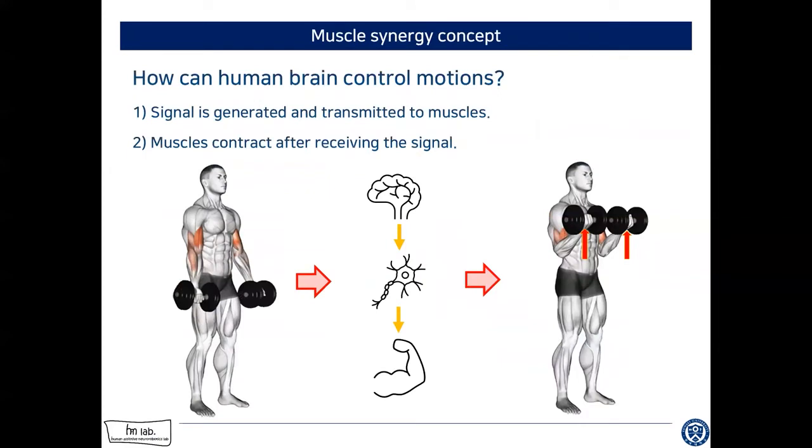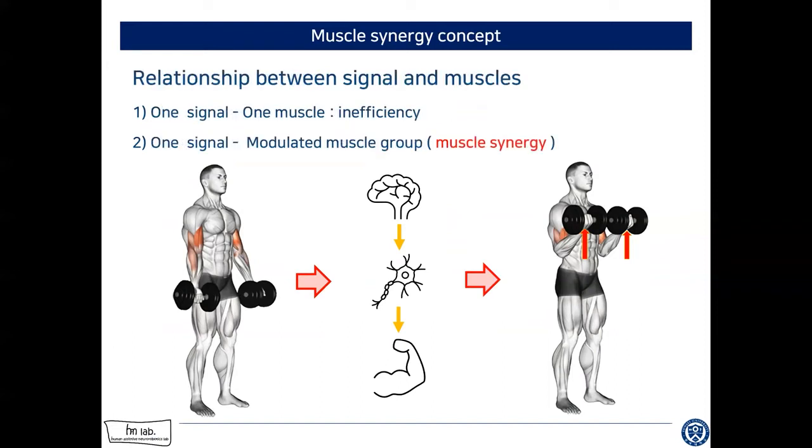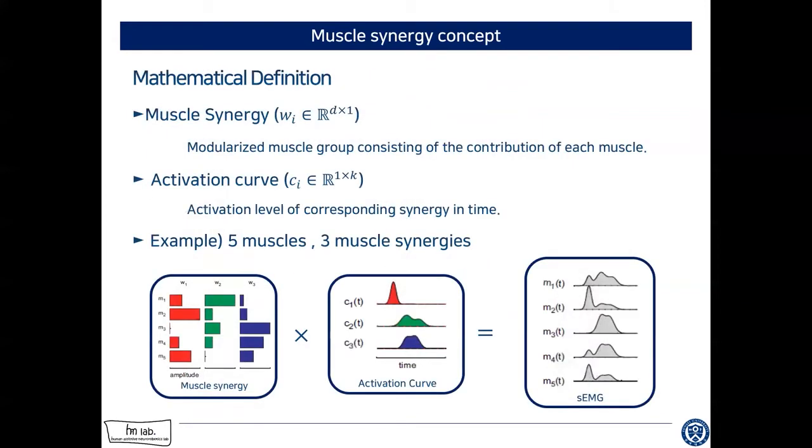Starting from explaining the brain to muscle control mechanism, the human brain controls motion by transmitting signals to muscles through neurons. However, if every muscle is controlled by an individual signal, it would be very inefficient. Therefore, the human brain uses modularized muscle groups, which are known as muscle synergy, instead of controlling each muscle individually.